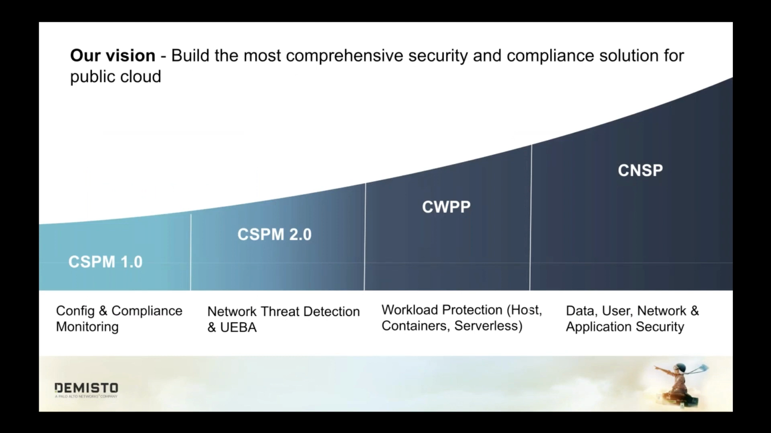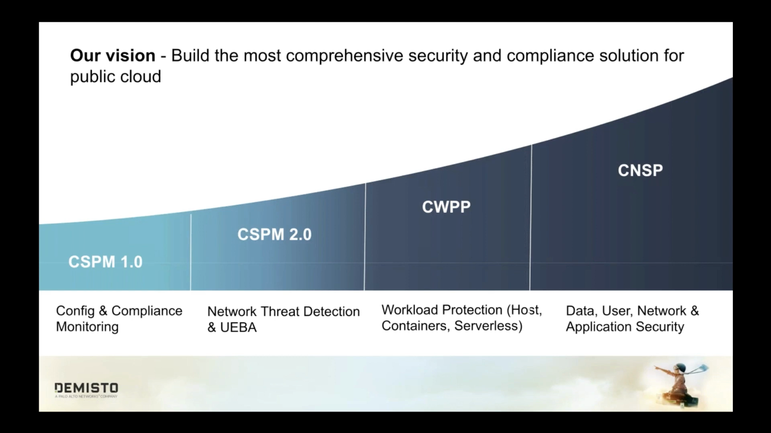And so before I jump into what Prisma Cloud is, Palo Alto Networks has made a lot of great acquisitions in the past 16 to 18 months. And I just wanted to level set what Prisma Cloud is. In 2018, Palo Alto Networks acquired Evident.io. That's what we call CSPM 1.0. CSPM is Cloud Security Posture Management.